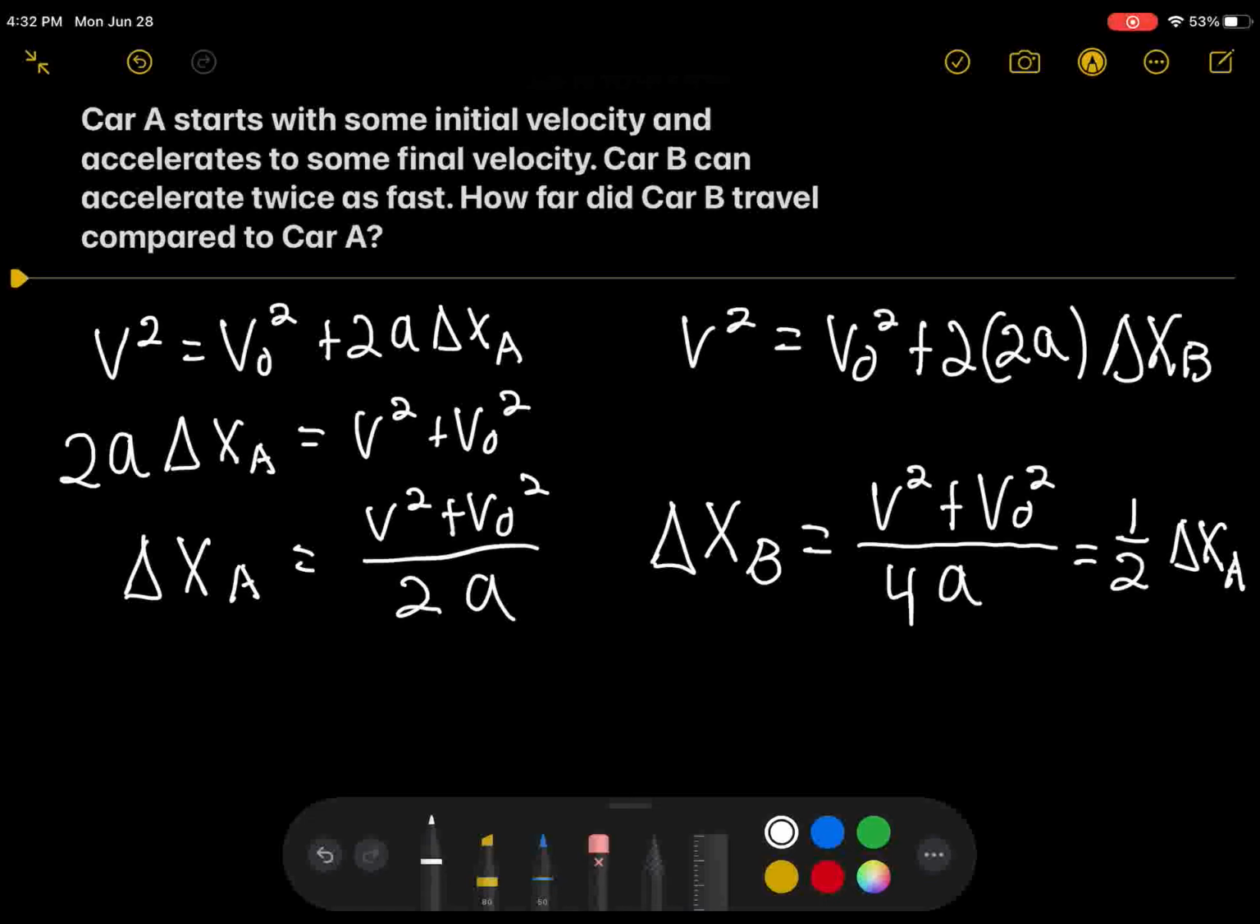We've used each of the kinematic equations, and you are now ready to rock and roll in your tests. Good luck out there.